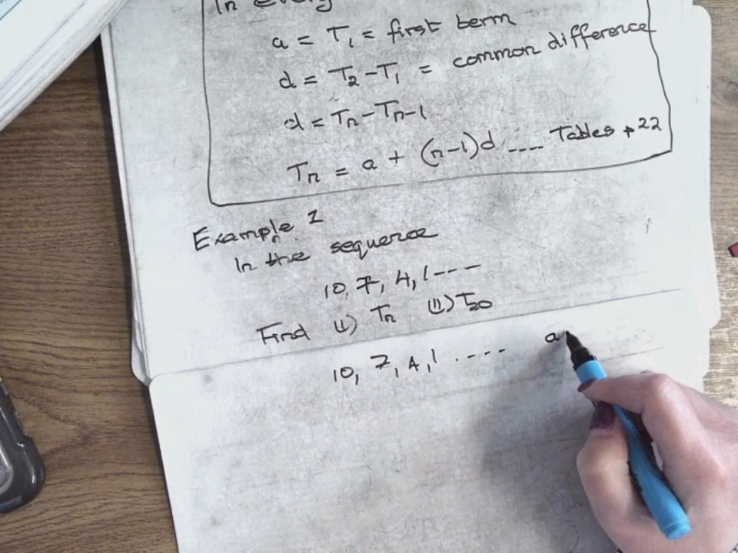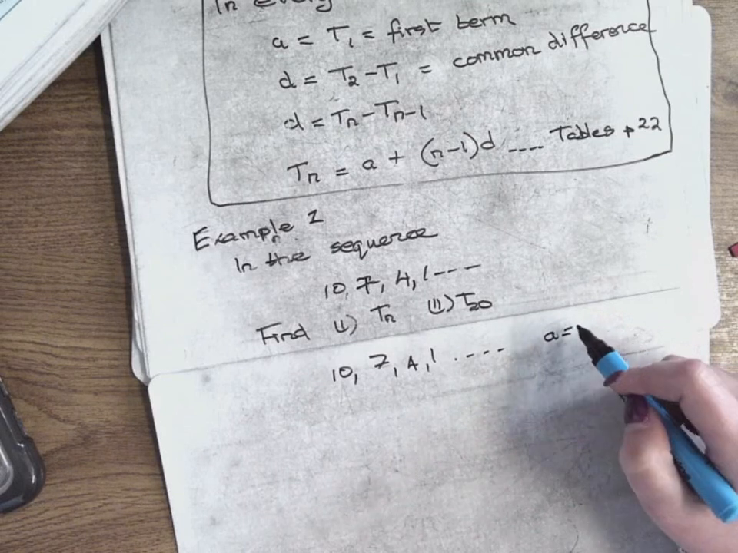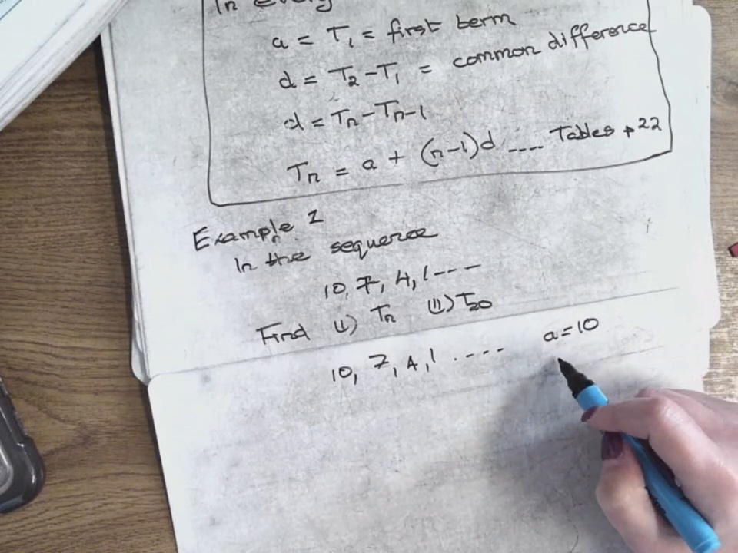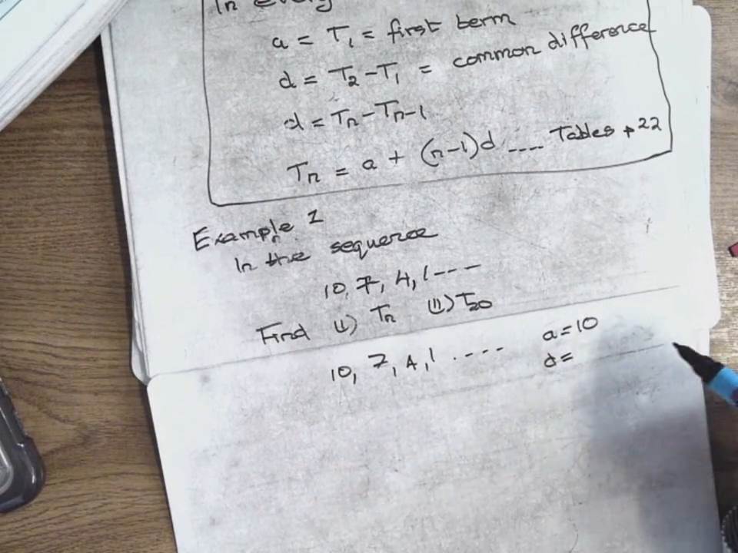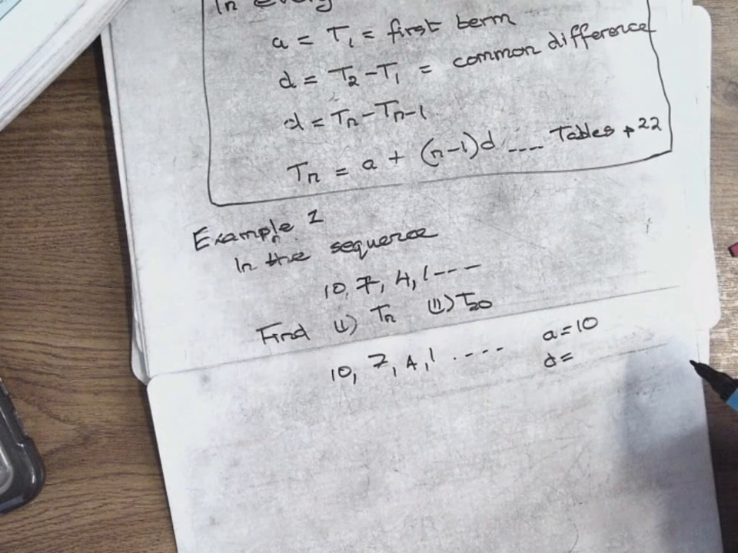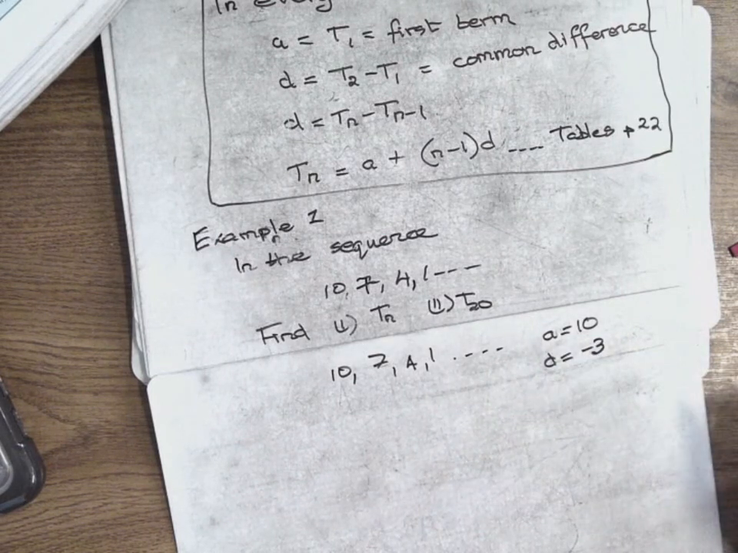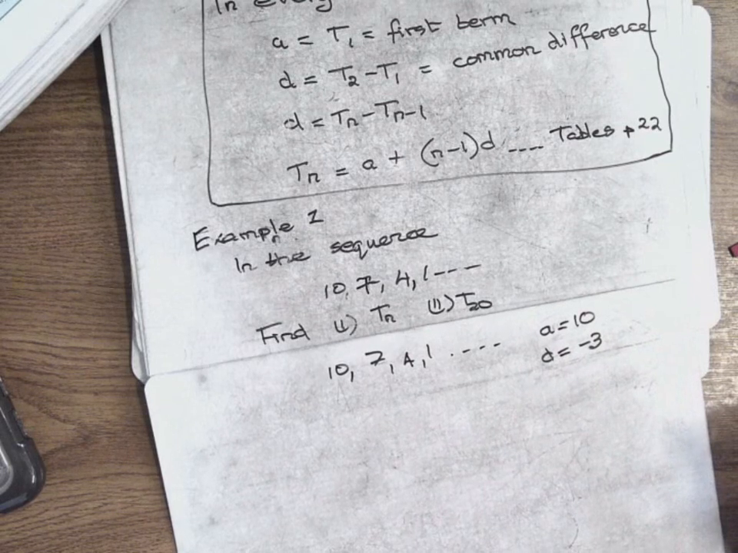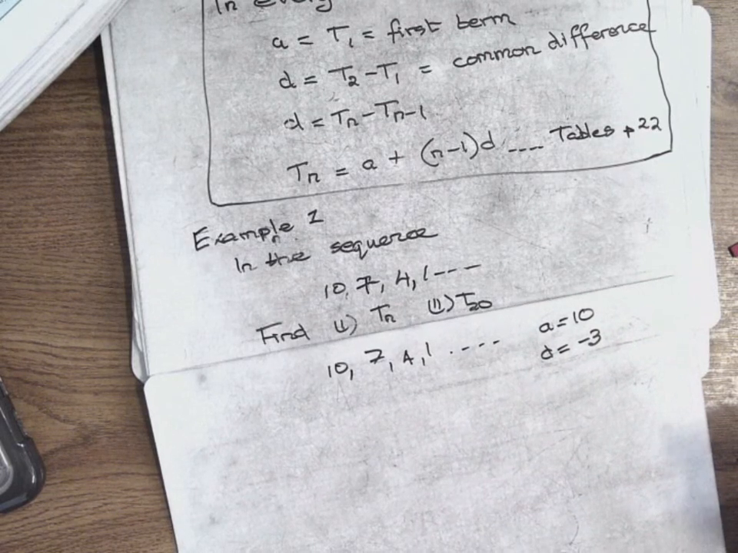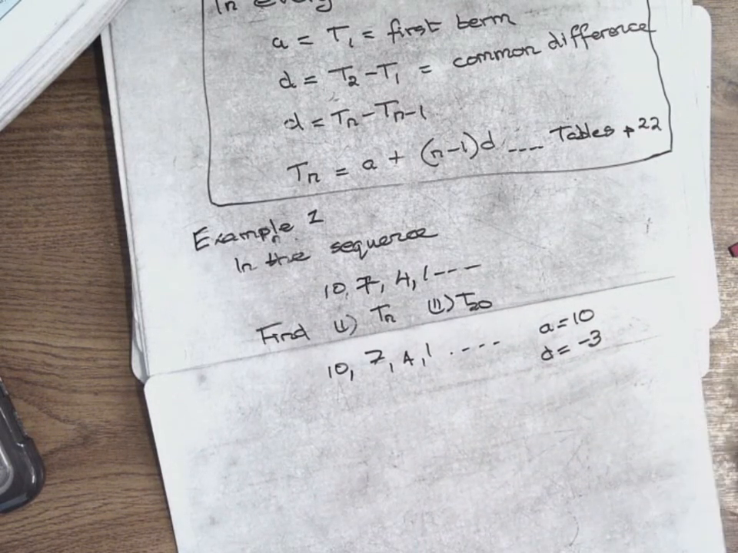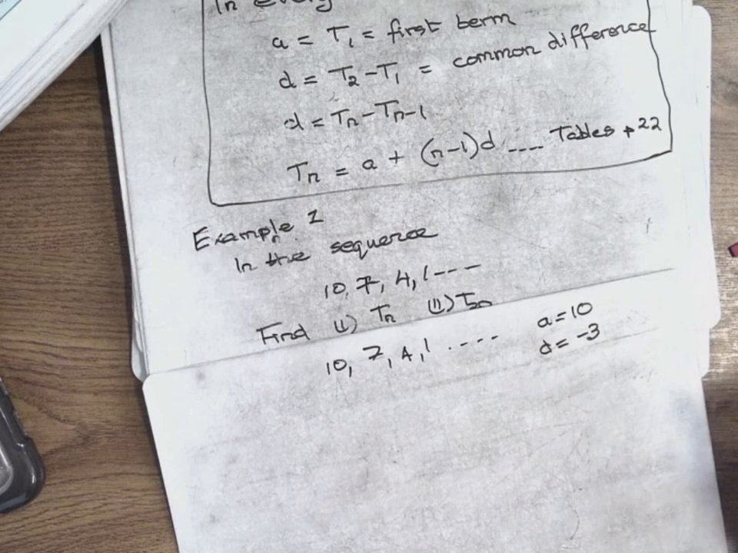So A is the first term. What's A equal to? 10. D is the common difference. What are you adding or subtracting each time? So D is minus 3. You're subtracting 3. Okay, so D is minus 3. So if you're adding, D is going to be a plus number. If you're subtracting, D is a minus number.